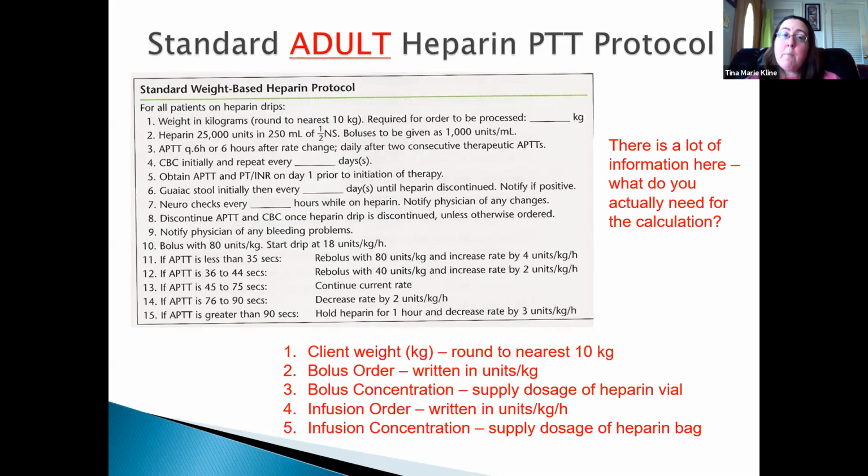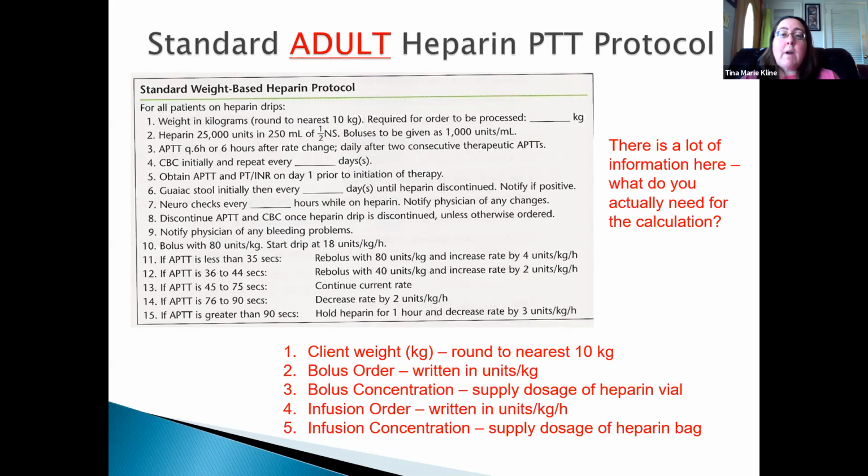Neuro checks every so many hours while on heparin. Again, risk for hemorrhage. We're looking for the potential that maybe there's bleeding in the brain. Okay, so those things are there. They're part of the protocol. You don't need them for the dosage count piece, but you can see how they tie in directly to the side effects and the adverse reactions of an anticoagulant. Okay, all right, enough about that.